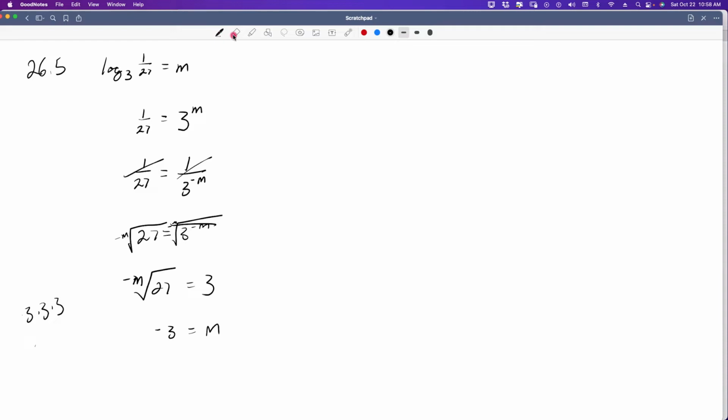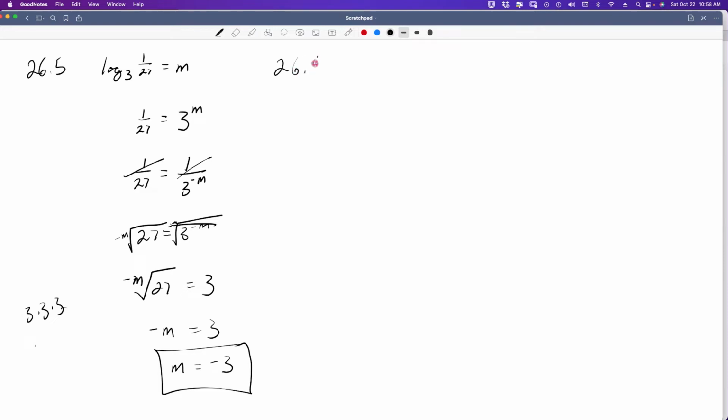Because if I had said, all right, let me go a little bit long way around. If I had said -m is equal to 3, because that is the index right here, right? 3 times 3 times 3, we got 3 here. That's the index of 3. So -m is equal to 3. We don't do a negative variable. So we multiply both sides by negative 1. So m is equal to negative 3. That's how we get there. All right, so that's the answer.